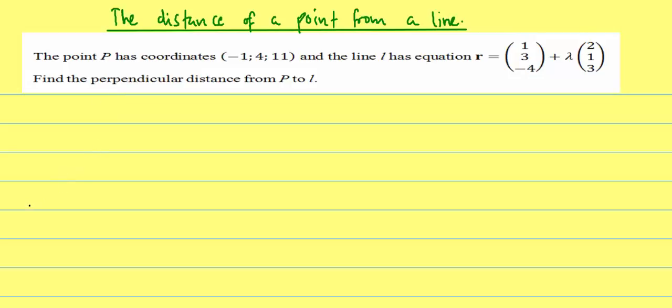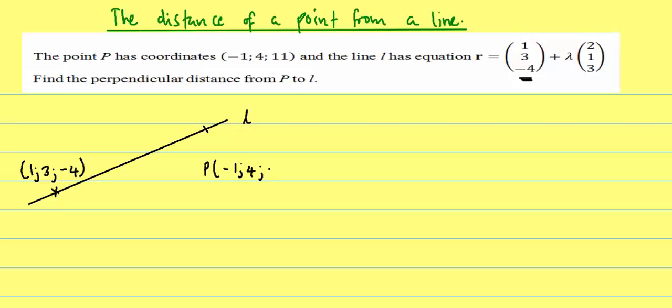Let us suppose that L is represented by this line here. We know that in this form of the vector equation of a straight line, the point (1, 3, -4) actually lies on the line. So let us suppose that point is situated somewhere there. Let's further suppose that the point P, whose distance is required, is situated somewhere here. Let me call this point P, and the coordinates are (-1, 4, 11).